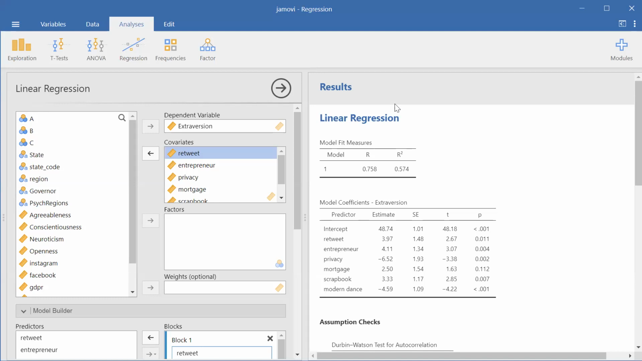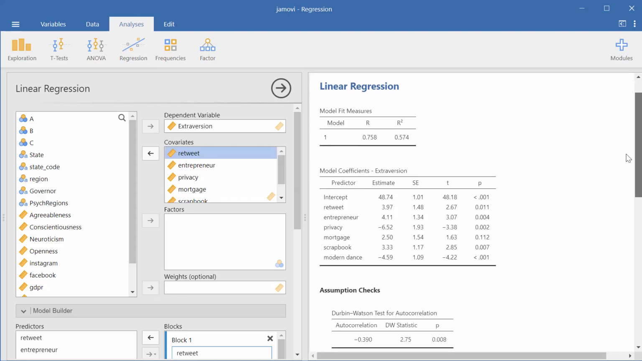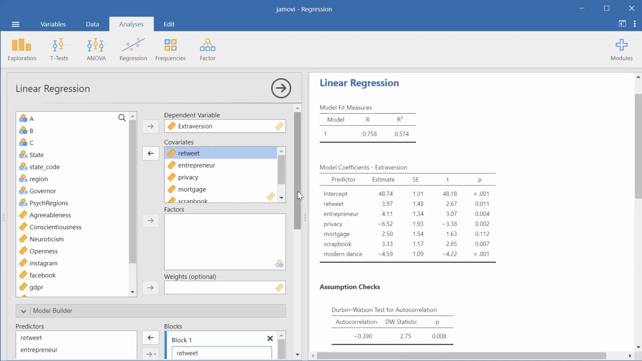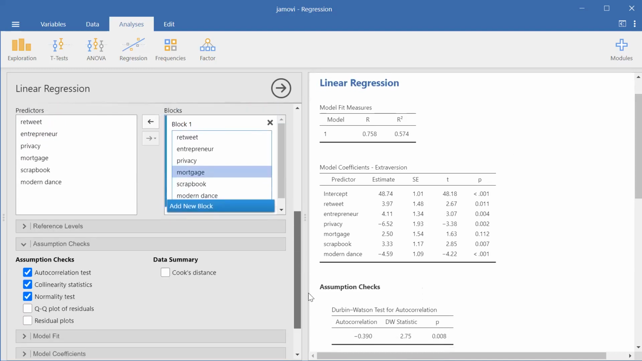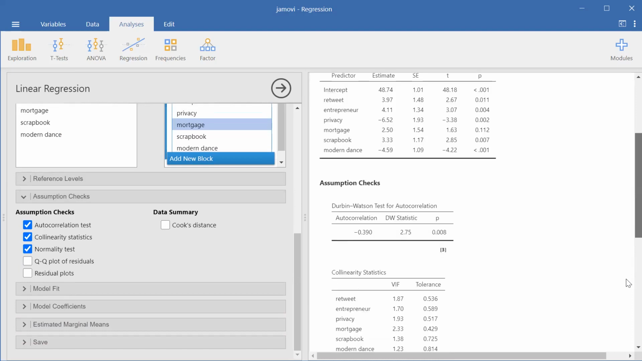Here I've used the states data set. My dependent variable is extraversion, and my covariates are retweet, entrepreneur, privacy, mortgage, scrapbook, and modern dance. Essentially, I'm trying to find a relationship between the dependent variable and these variables, and also establish a regression line for the same. Before we start, we must look at the assumption checks for autocorrelation, collinearity, and normality.